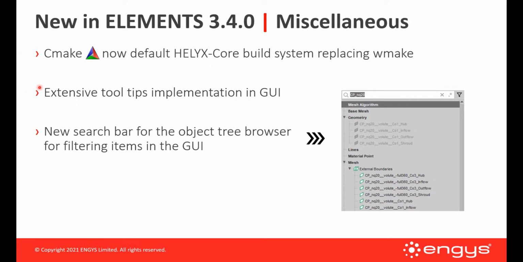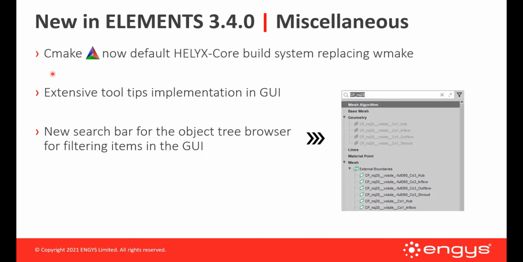The second is related to the implementation of additional tooltips in the GUI. So if you move the mouse pointer over a specific component in the GUI, you will see a tooltip that will show you and explain what that component is for. So hopefully it will help you understand what all the different things in the GUI are and how they can be used.